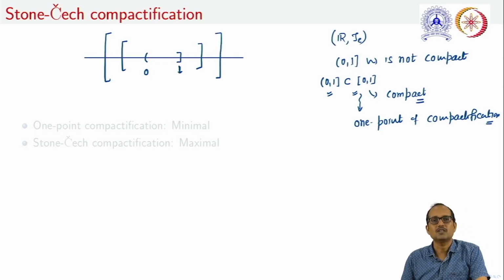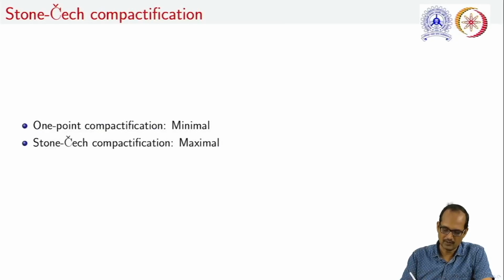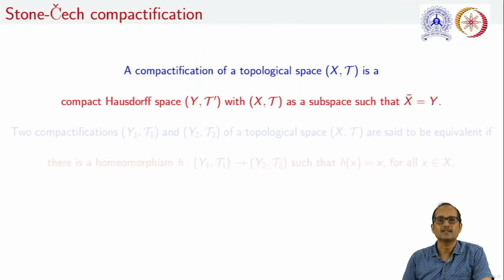So the question is, when we are discussing this Stone-Cech compactification, how is this concept going to differ from the concept of one-point compactification? Answer is, whenever we talk about one-point compactification, this is in some sense the minimal compactification, while the Stone-Cech compactification is the maximal. Moving ahead, let us see the concept of compactification first.